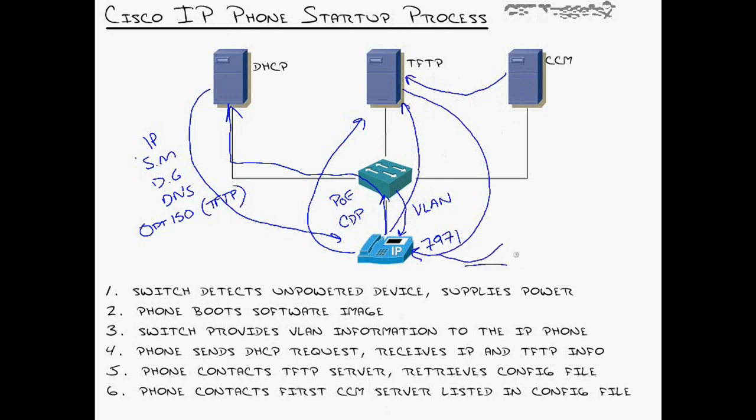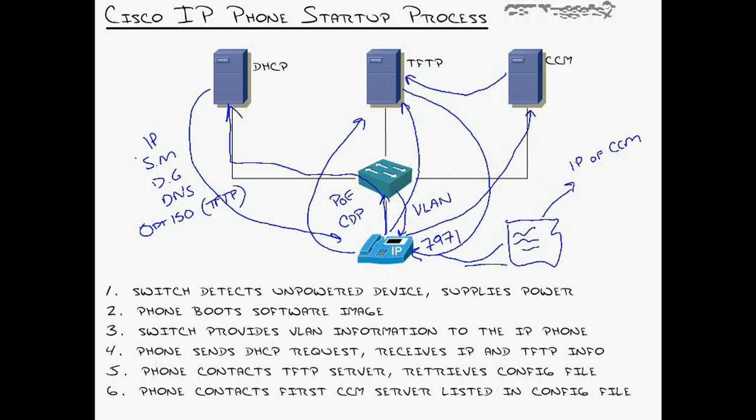And inside of there, if we were to look at that config file that's sent over from the TFTP server, one of the items on that list would be the IP address of the communication manager server, or the router if you're running Call Manager Express, or the UC500. So the phone goes, great, I'll go over there. So the phone contacts the first Call Manager server listed in that configuration file and registers, therefore getting an extension, getting dial tone, and all of that. That is the boot process that all these phones go through.